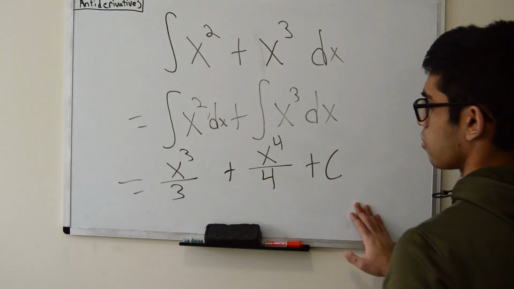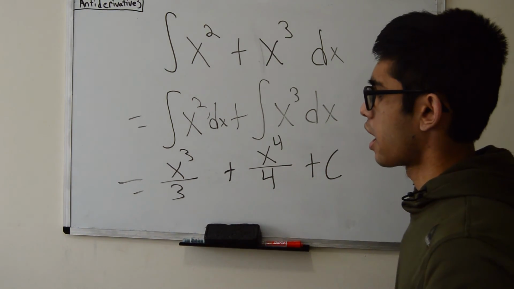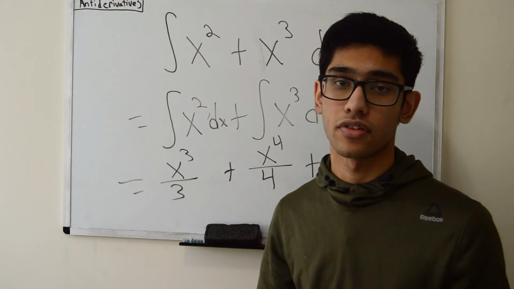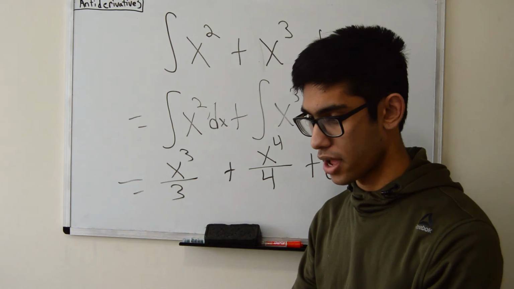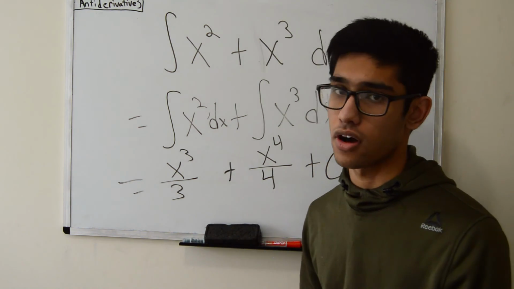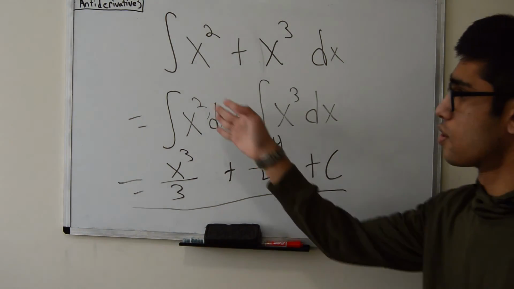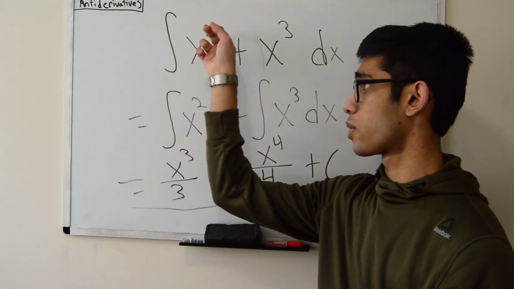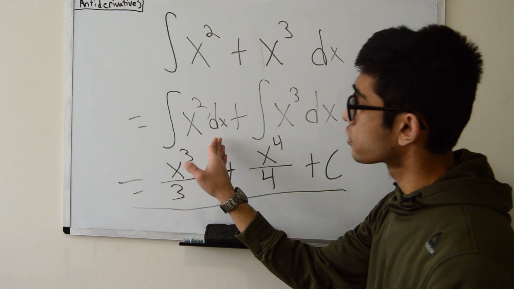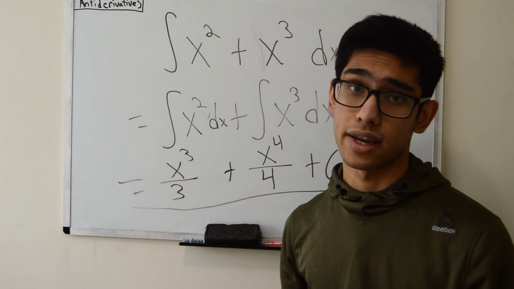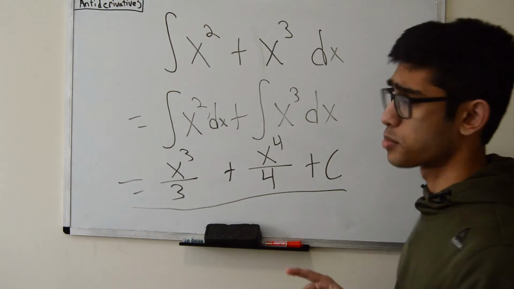Let's just add 1 constant in general. I could add a constant here and a constant there, but a constant plus a constant is just another constant. So one big constant at the end is okay. So we had the integral of x squared plus x cubed. I took the integral of x squared first and then x cubed, and then I simply added the two. Hopefully this was pretty easy to follow.